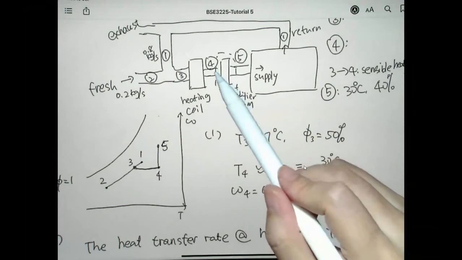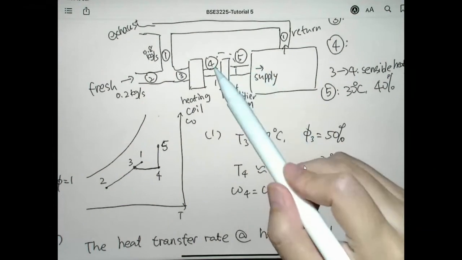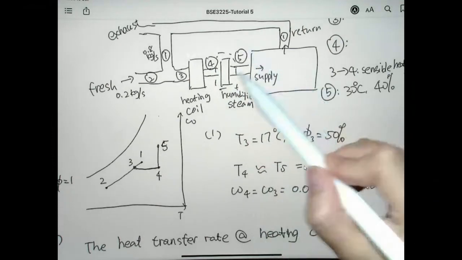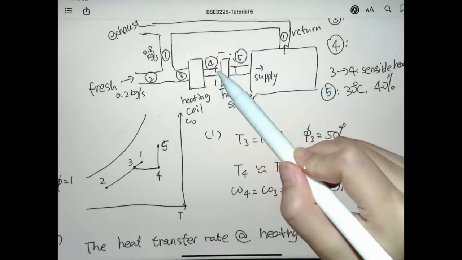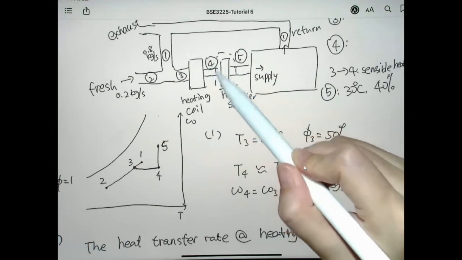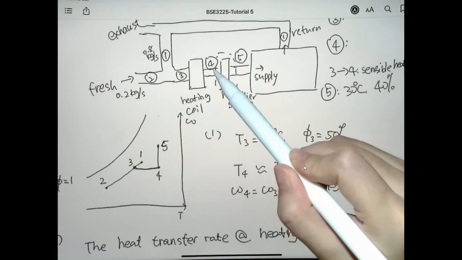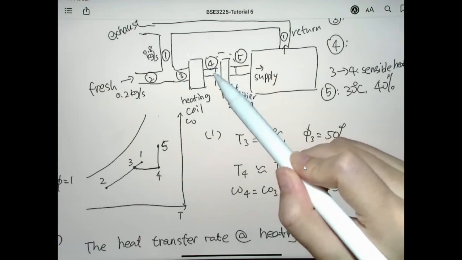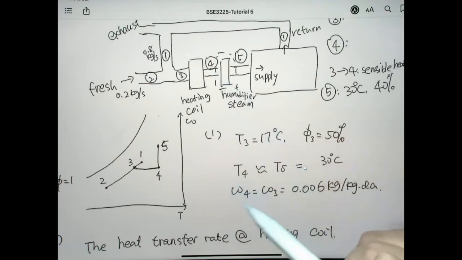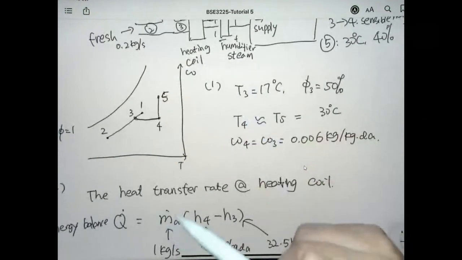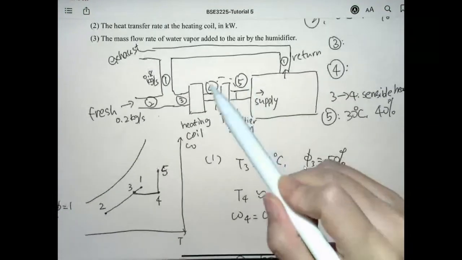So we have 2 inlets and 1 outlet. We do the energy balance for the water. The first inlet of water is the water vapor accompanying the inlet airstream. So the mass flow rate of the incoming water vapor is omega 4, which is the humidity ratio, times the mass of air. So that's the first stream.